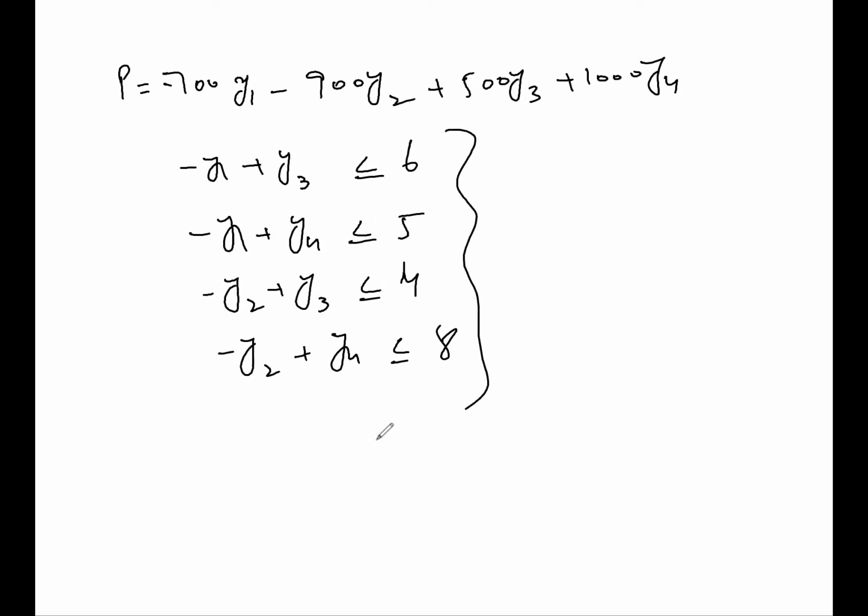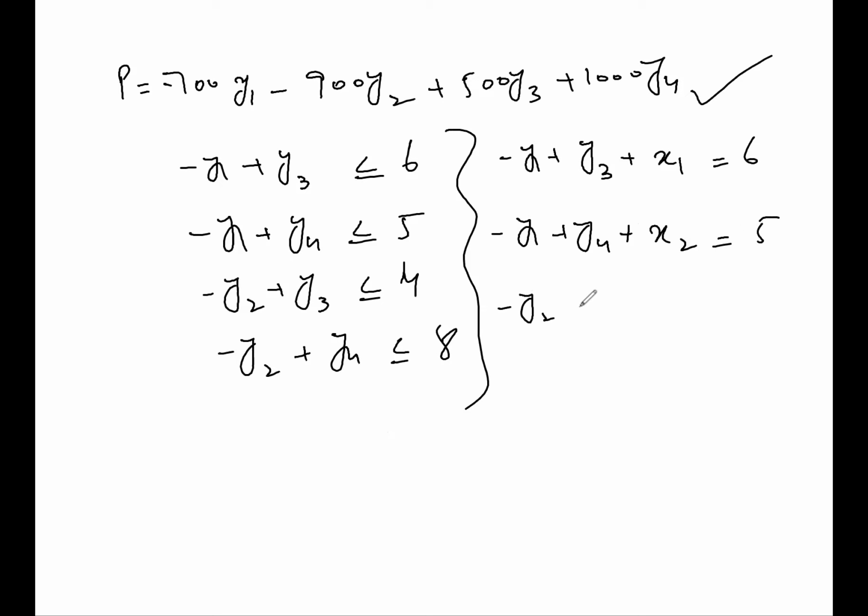All the constraints are in less than or equal form and we are given a profit function. Now we add the slack variables: -y1 + y3 + x1 equals 6, -y1 + y4 + x2 equals 5, -y2 + y3 + x3 equals 4, -y2 + y4 + x4 equals 8.